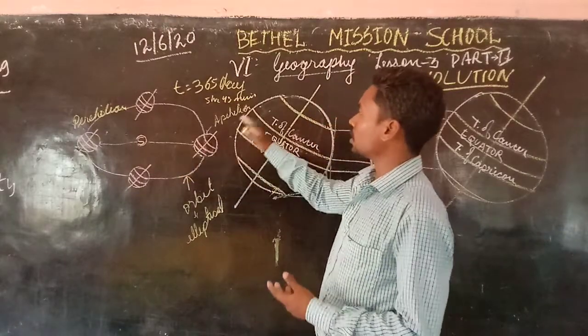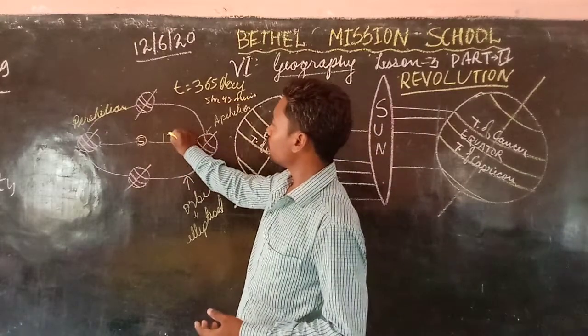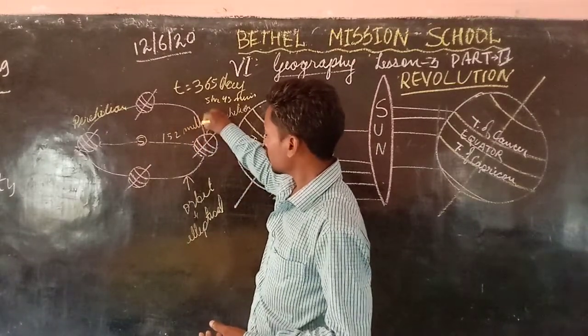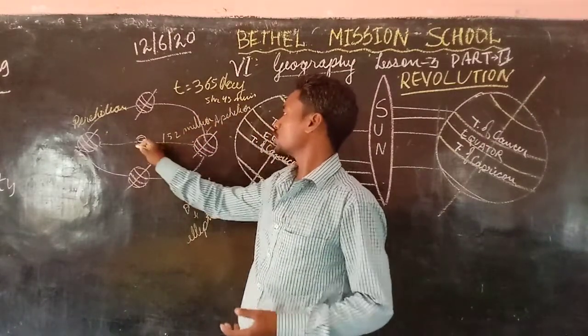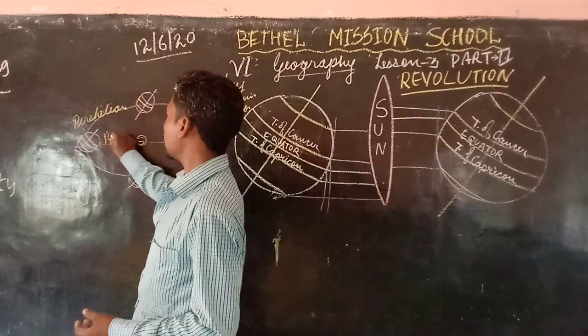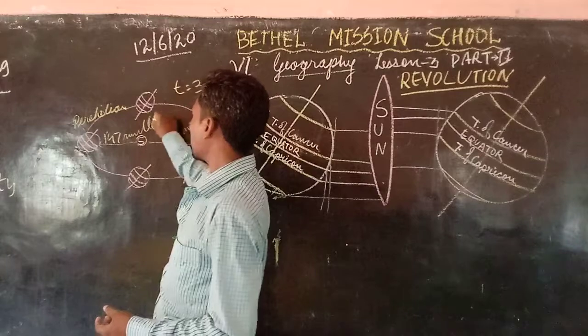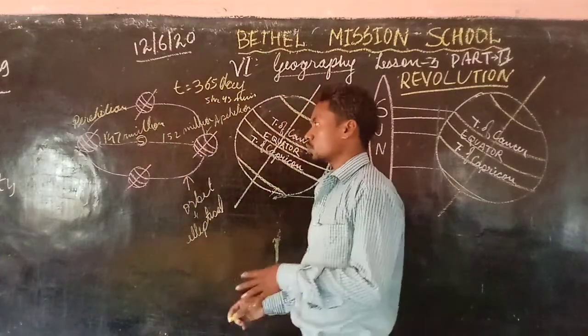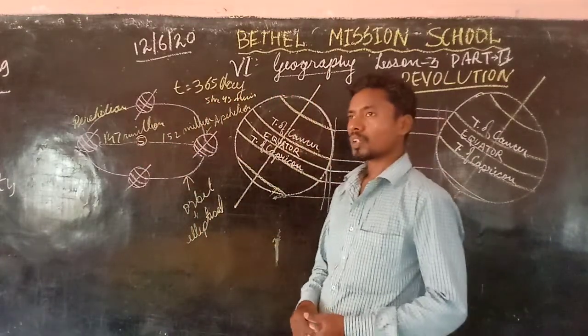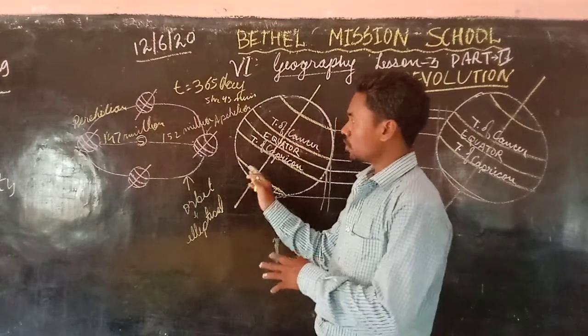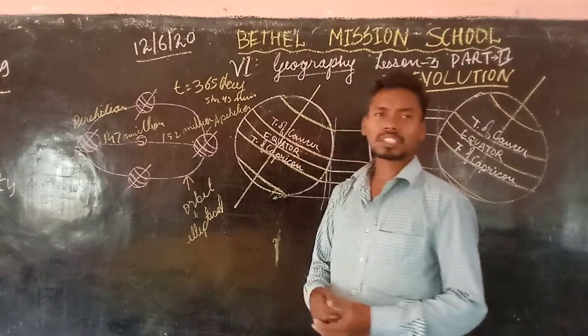Where it is at the farthest point, it is almost 152 million kilometers, and when it is closest, it is almost 147 million kilometers. So that is about the revolution of the earth. Now we will see some of the effects.